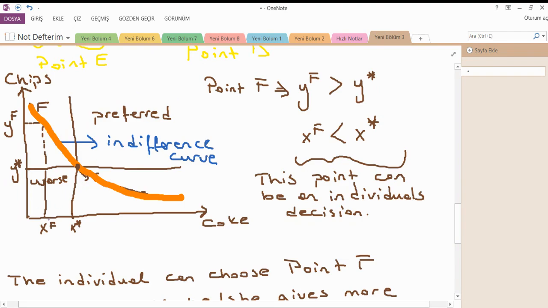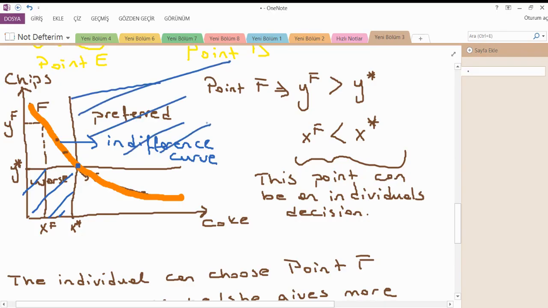As you see, our indifference curve has nothing to do with the preferred side and has nothing to do with the worst side, because you know this part of the graph, this quadrant, all the points in this quadrant are worse than our point E, okay? And all the points in this part, as you see, our indifference curve is not passing through, they will be preferred. Preferred means giving more utility, okay?